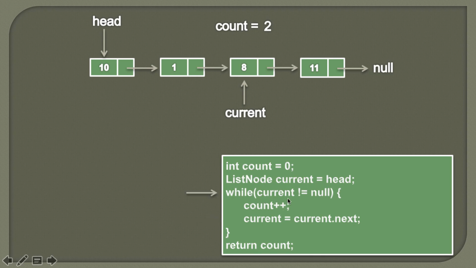We'll now again check whether current is equal to null or not. As current is pointing to this third node, it's not equal to null. We'll again increment the count by 1. And then we'll simply move current to its next node by assigning the current.next value to current. So it would look something like this. Now again current is not equal to null, therefore the condition in the while block comes out to be true. We'll increment the count by 1.